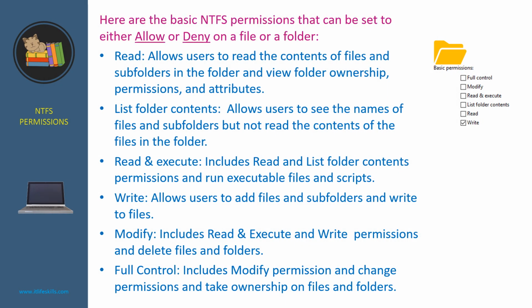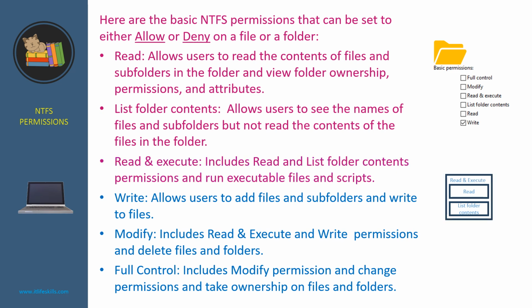Here are the basic NTFS permissions that can be set to either allow or deny on a file or a folder. Read permission allows users to read the contents of files and subfolders in the folder and view folder ownership, permissions, and attributes. List folder contents permission allows users to see the names of files and subfolders, but not read the contents of the files in the folder.